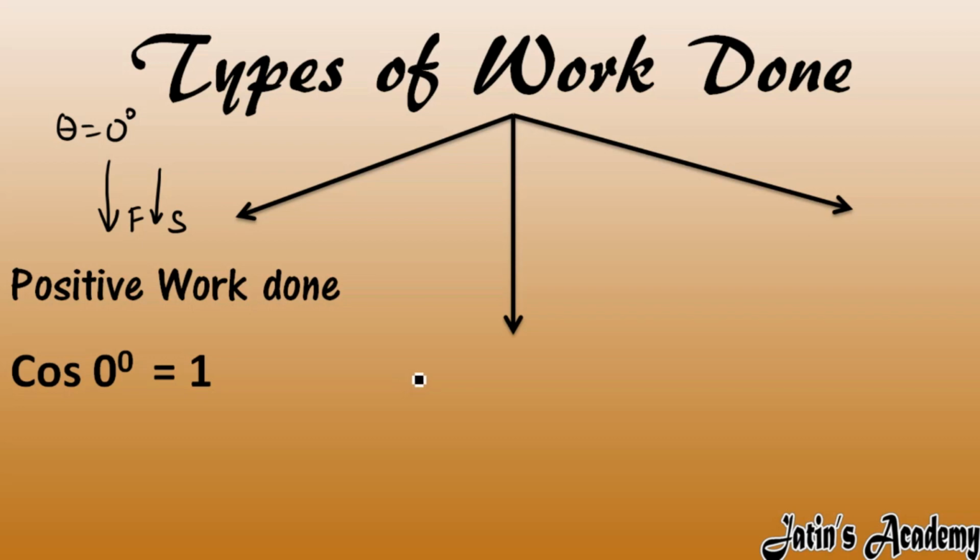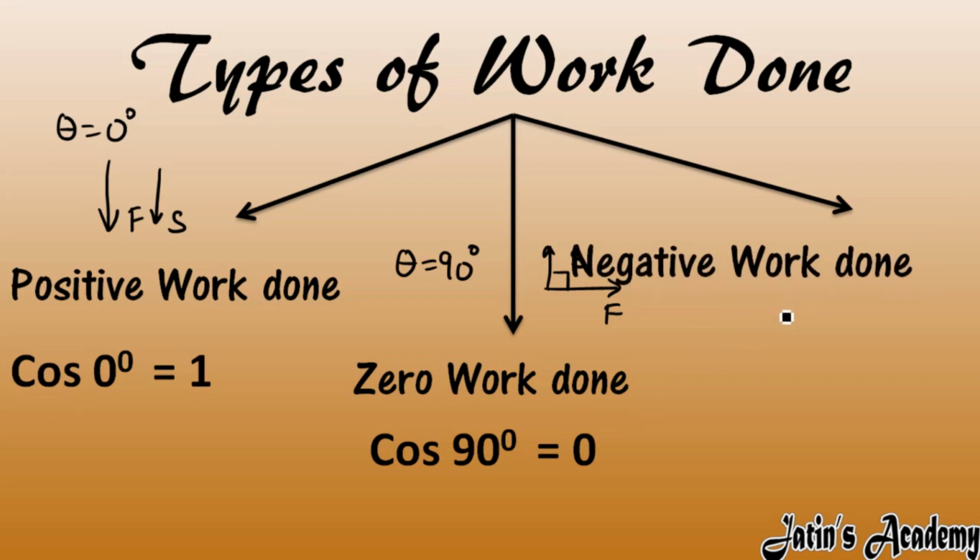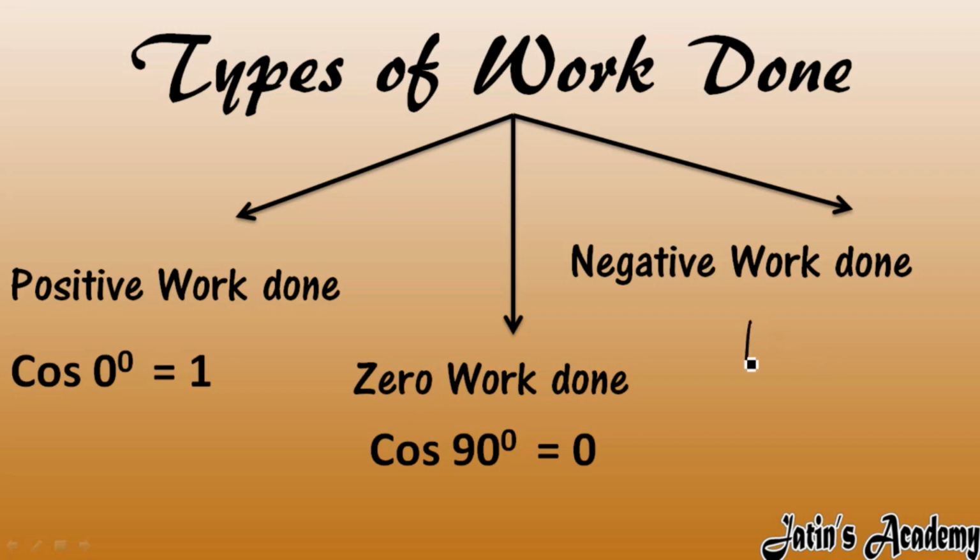Next we have zero work done. Zero work done means when the angle between the force and the displacement is 90 degree. So cos of 90 degree we have 0, which gives us zero work done. Last we have negative work done. Negative work done means when force and displacement both occur in the opposite direction, so the angle between them is 180 degree. So cos of 180 degree we have -1, which gives a negative work done. So we have positive, zero and negative work done.